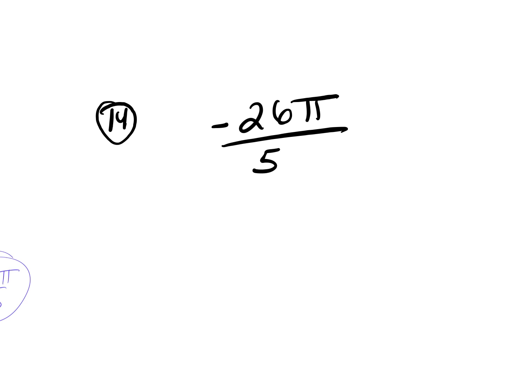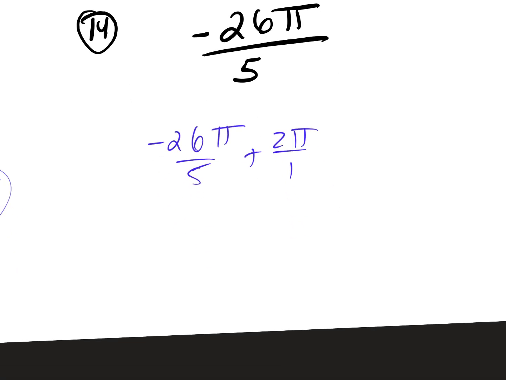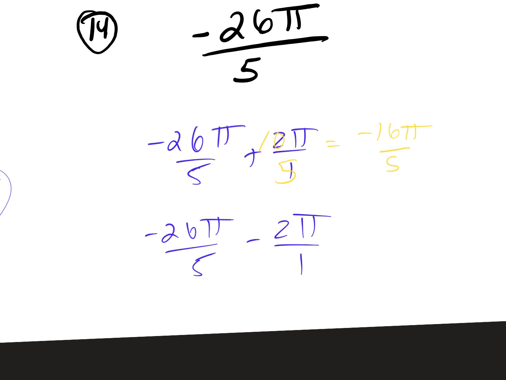It's negative. Okay, so let's, again, negative 26 pi over 5. We're going to add 2 pi, and we're going to subtract 2 pi. Common denominator between 5 and 1. It's going to be 5. The whole time it's going to be 5. So this is 5. This is going to become 10. Negative 26 and 10 is negative 16 pi over 5. Is that a coterminal angle? Yes. It just happens to be what kind? A negative. You could use that as your negative coterminal.